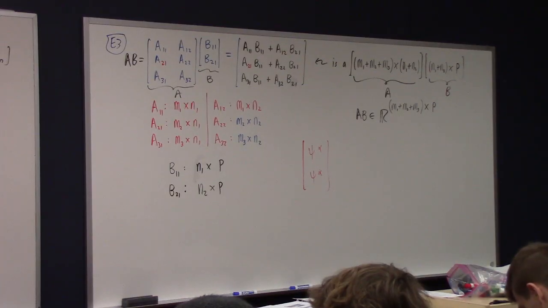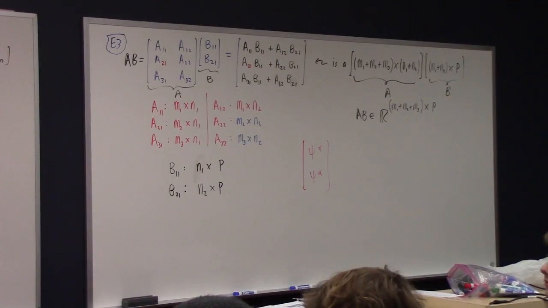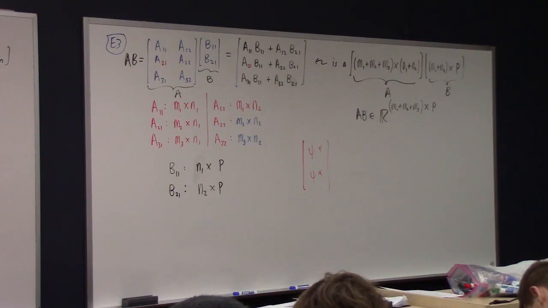Now, my claim is only bold for the nicest kind of matrix, which I would say is a block diagonal matrix. Well, that's not entirely fair. What's even nicer than a block diagonal matrix is just a diagonal matrix, right? What's a diagonal matrix?